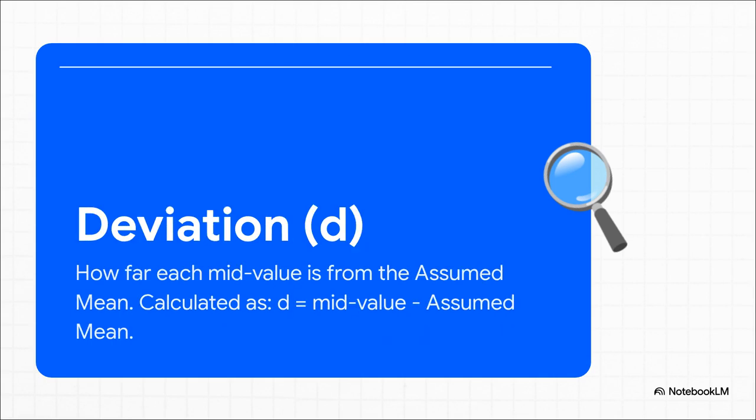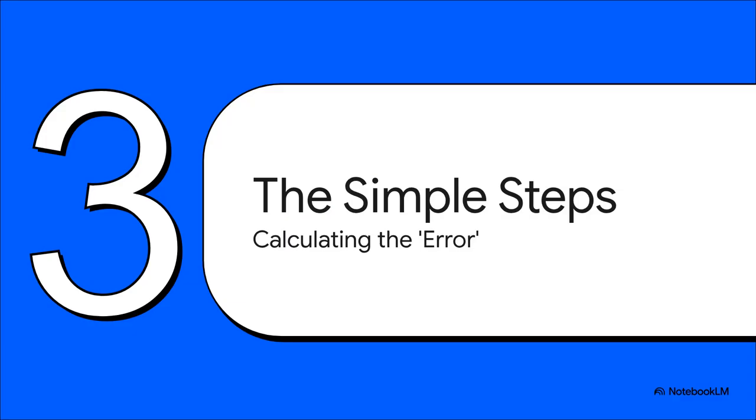So once we have our guess, we calculate something called deviation. And don't let the name fool you, it's super simple. It's just how far off each mid-value is from our guess. This simple little subtraction is the secret sauce that transforms our big number problem into a smaller number problem. And the real beauty of this method is that it's just a simple, clear procedure. It's not complicated at all.